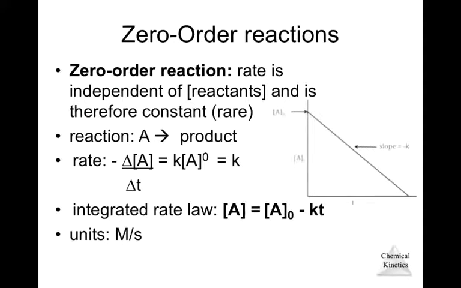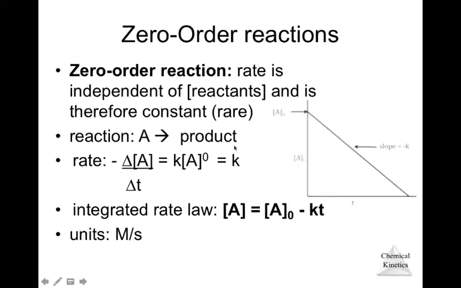And finally, something you're going to see a lot less often, but you might see it, a zero order reaction. This is something that is basically independent of the concentration of the reactants and is therefore pretty rare. So basically it's just A, whatever your reactant is, degrading on its own, turning into a product. So this is your average rate, right?